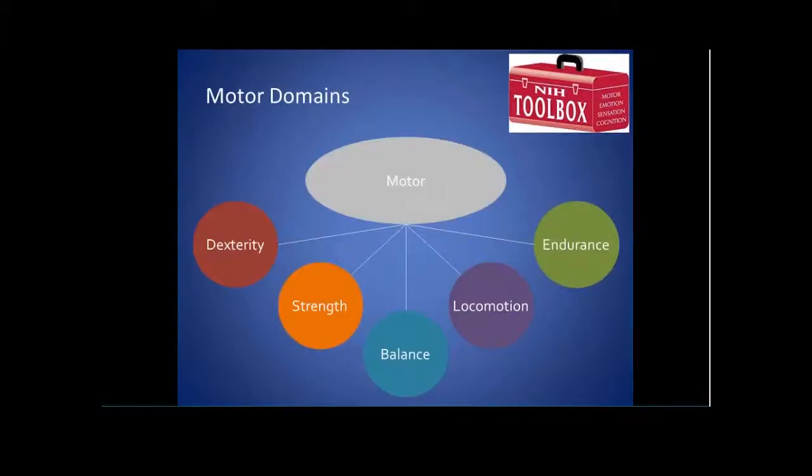The motor domains are also objective proctor-administered tests, and they include assessment of dexterity, strength, balance, locomotion, and endurance. These require some tools to capture, so strength, for example, is measured with a grip strength instrument.